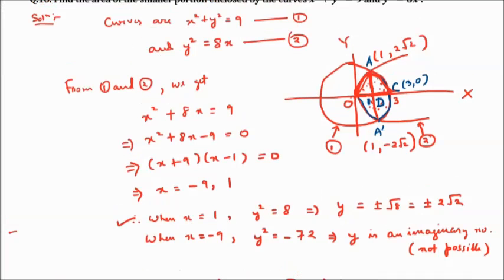So if I look at this figure, for this particular region, my x varies from 0 to 1. This is my 1, 0 to 1. And for the remaining portion, my x varies from 1 to 3. And if you look carefully, in this particular region, this is my curve number 2. And for this region, this is my curve number 1. So what can I say from here?